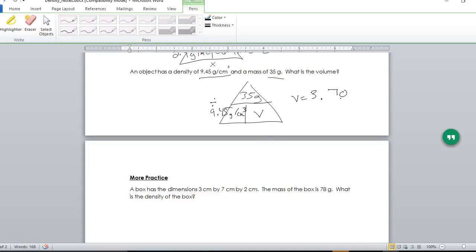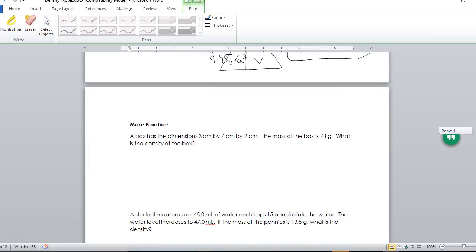3.70. Now, the question is, what's the volume unit? So we're going to look at our density, mass divided by volume. So the volume that we used here is centimeters cubed. So this means that this volume is centimeters cubed. All right, so now for a little maybe trickier problems here that involve a little more work.